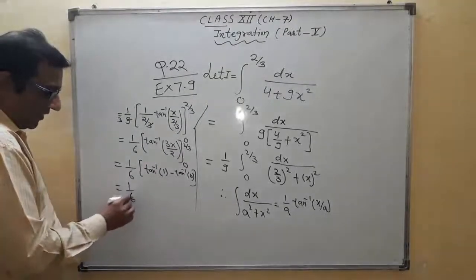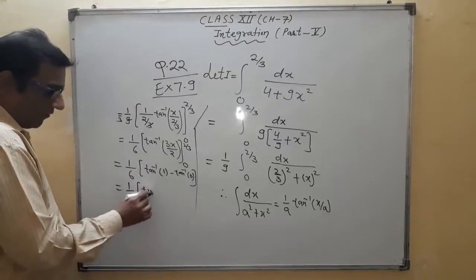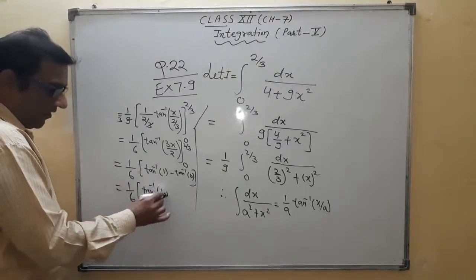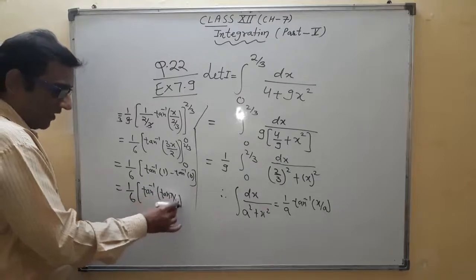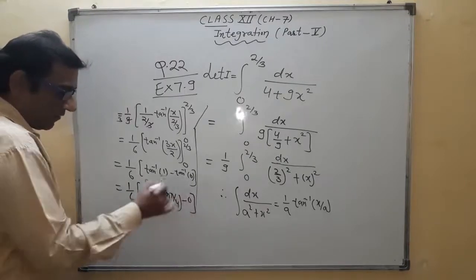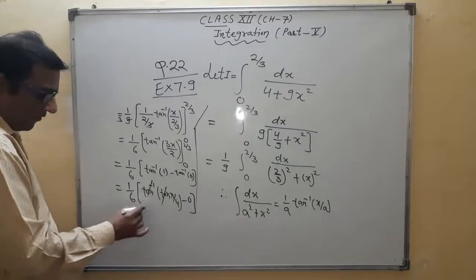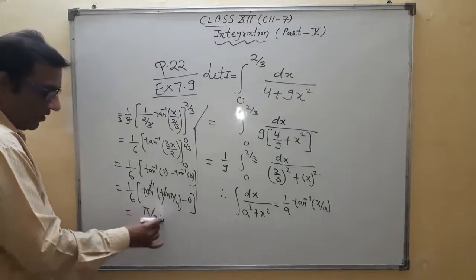So 1 upon 6 as it is. Tan inverse 1 is possible when tan pi by 4 is there, and tan inverse 0 is 0 itself. So tan and tan inverse cancel, and what will we get? We will get pi upon 24.